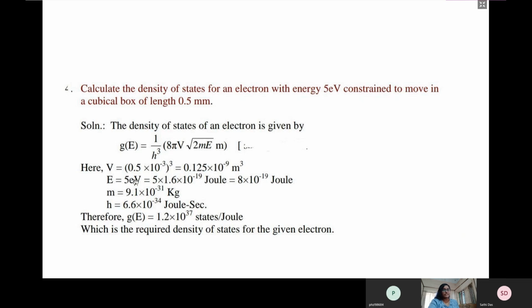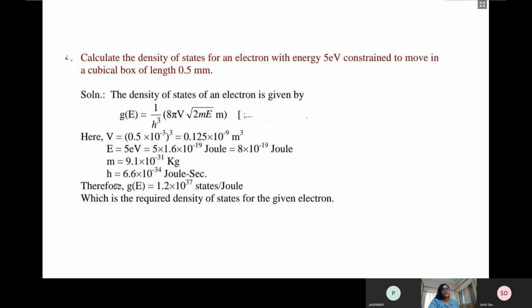Energy has been given as 5 electron volts. In terms of joule, 5 into 1.6 into 10 to the power minus 19 joule, that is 8 into 10 to the power minus 19 joule. Mass of the electron is 9.1 into 10 to the power minus 31 kg, and h is the Planck constant, 6.6 into 10 to the power minus 34 joule second. Therefore, if you put these values of V, E, h, you get g(E) as 1.2 into 10 to the power 37 states per joule.